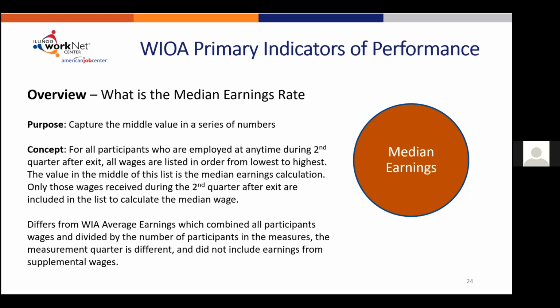How does it help measure WIOA services and how they help participants? It's for all the participants who participated in WIOA, same for adult, dislocated workers and youth. So they exited, and if they were employed at any time during their second quarter after exit, all of the wages in each program are listed in order from lowest to highest. Literally, the value in the middle of this list is the median earnings calculation. That in and of itself is the calculation on your outcome for this measure.